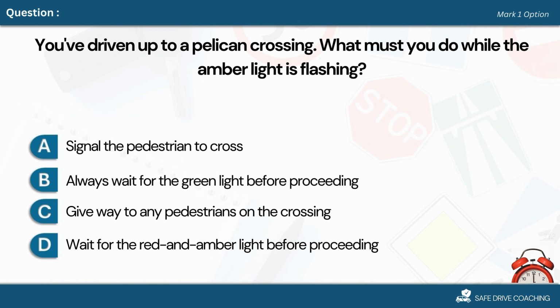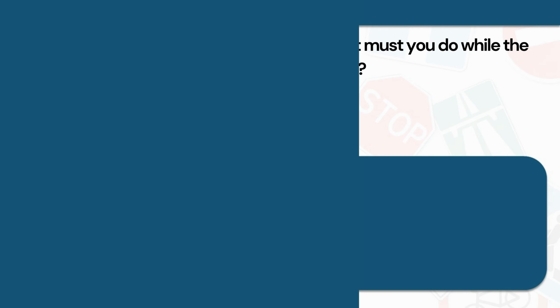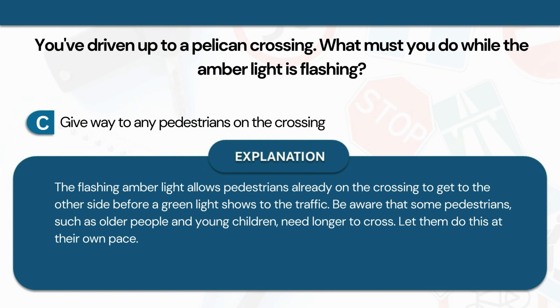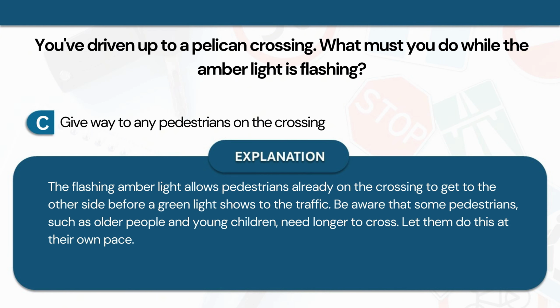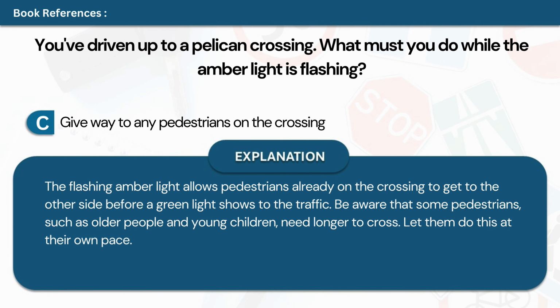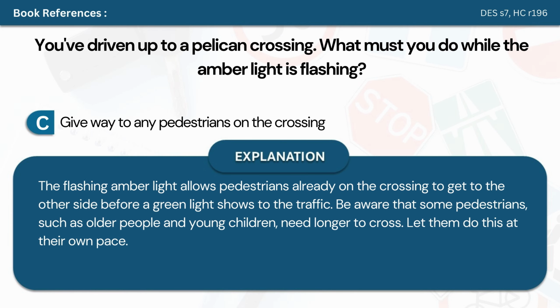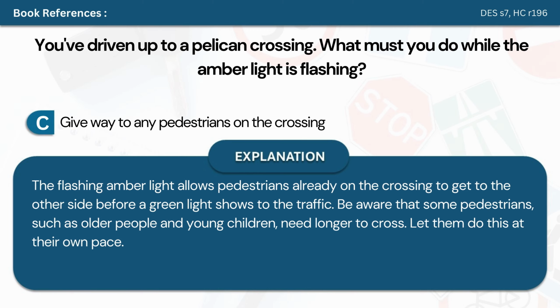The correct answer is C. Give way to any pedestrians on the crossing. The flashing amber light allows pedestrians already on the crossing to get to the other side before a green light shows to the traffic. Be aware that some pedestrians, such as older people and young children, need longer to cross. Let them do this at their own pace.